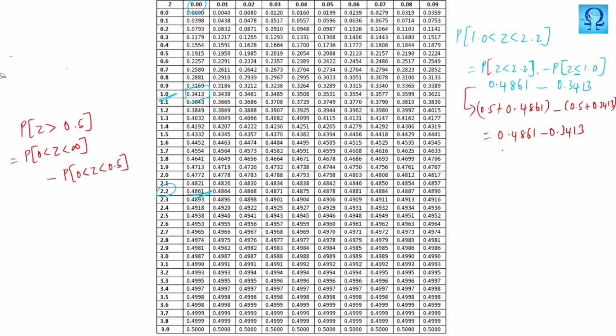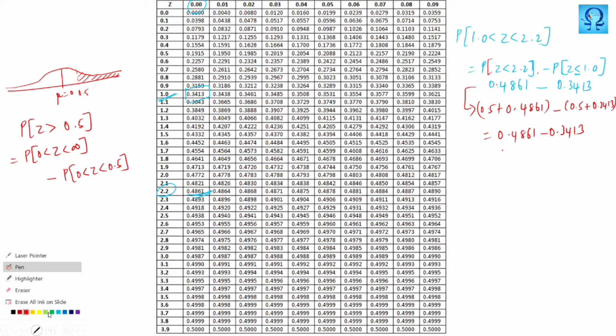Let me explain why it is so, from the bell shaped curve. Let this be the mean point, that is 0. Somewhere we will say it is 0.5. We need this area. This is what we need to calculate. But the table is available from this point, 0 to something. So this we know. This green color thing we can find from the table.